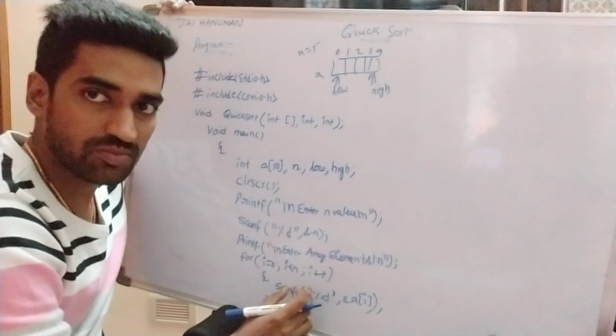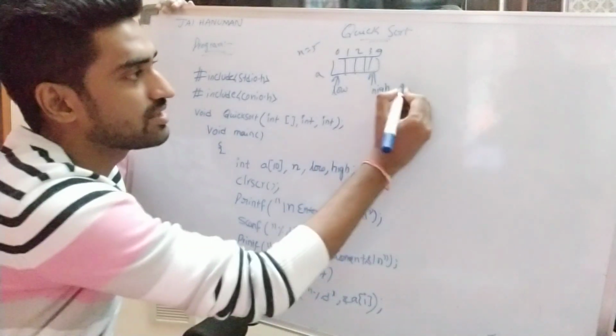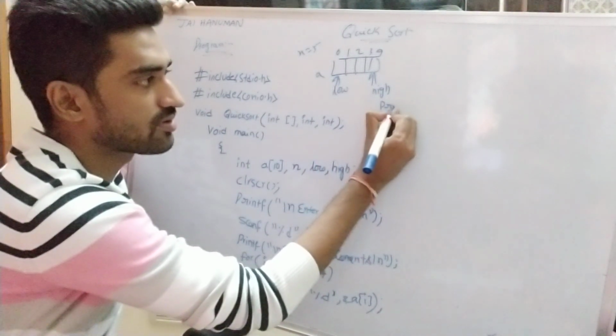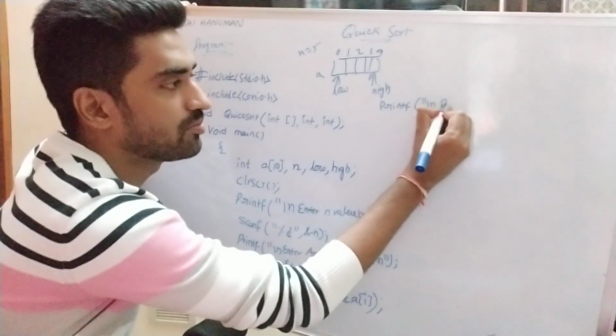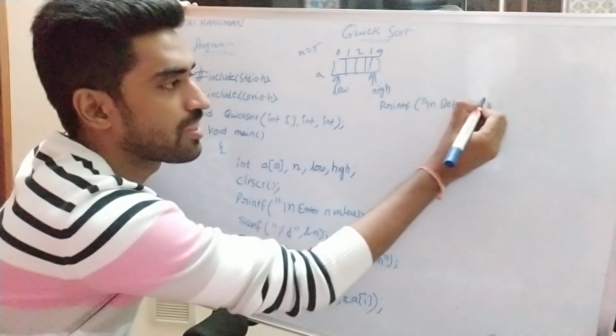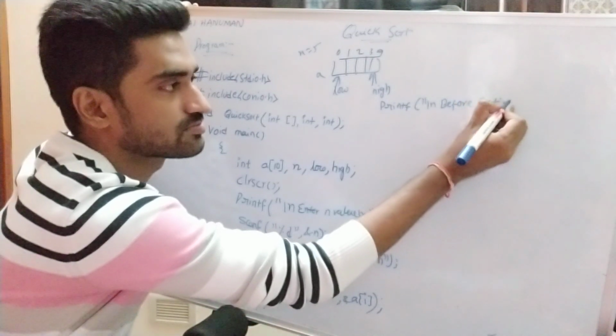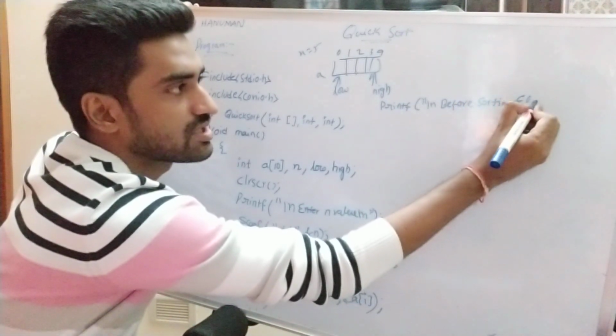Here I am reading all the elements. Before sorting, we can print all the elements. That can be done with the help of the same loop. So here, before sorting, elements are.